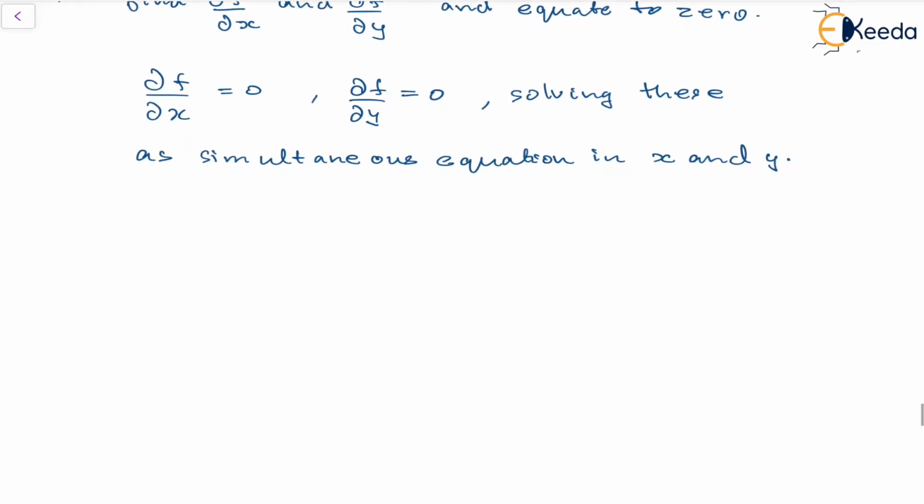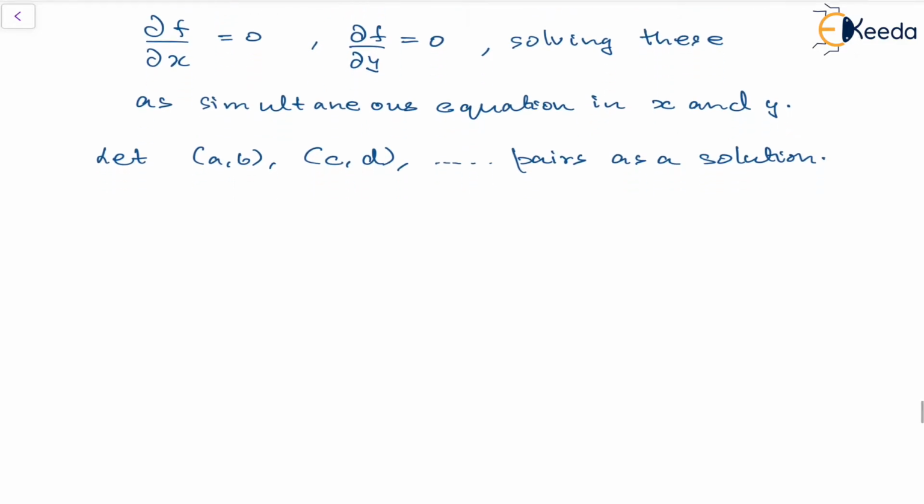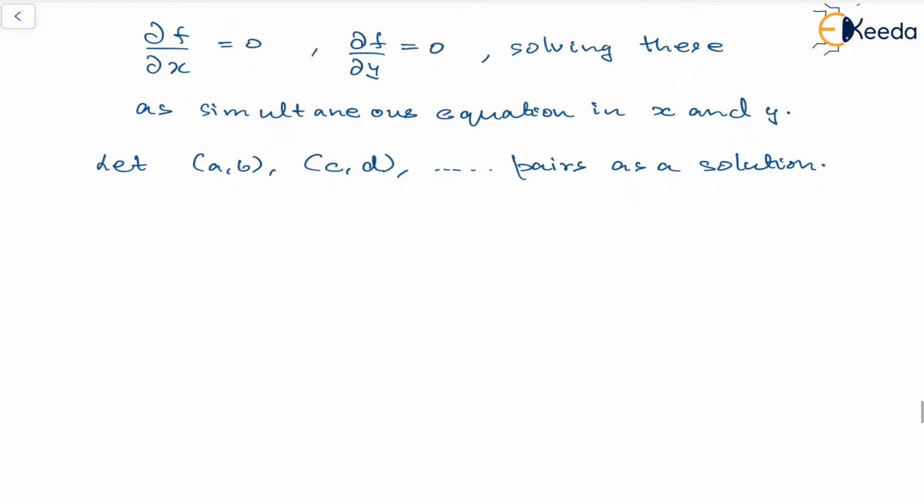So this gives, let us say, pairs like (a, b), (c, d), maybe more than that, such pairs as a solution to this. In that case, these points are going to be known as critical points for this two variable function. So these are critical points.